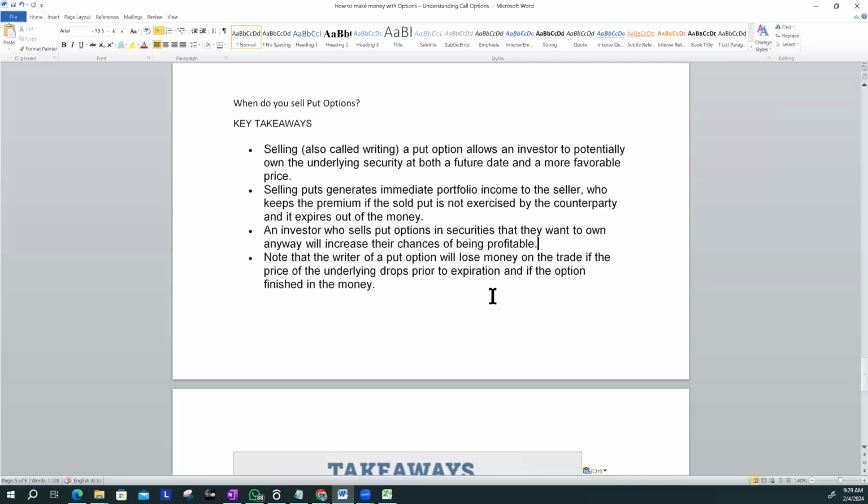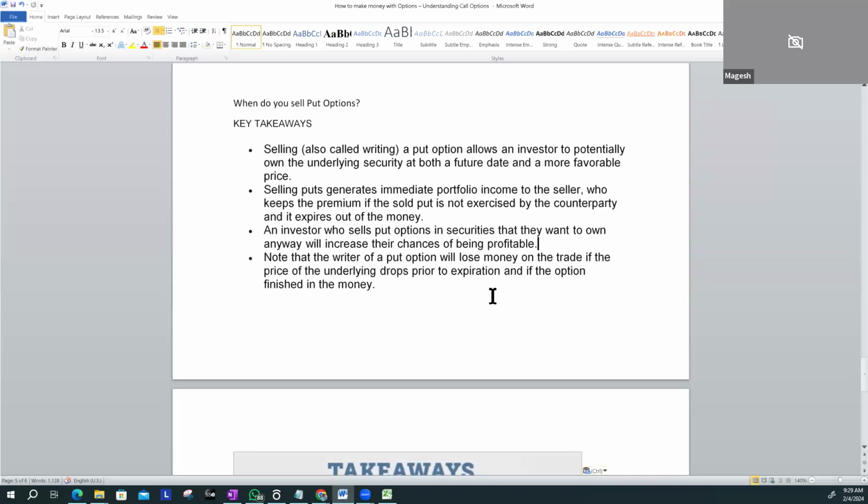What does that mean? That's what I just copied. I'm just thinking. So the writer is basically the seller of a put option, and will lose money. Why do you lose money on the trade? If the price of the underlying drops, Apple drops prior to expiration, and if the option finished in the money. I don't understand. Maybe I'll have to check some more. I just took it from a website, so it doesn't make sense to me as of now.